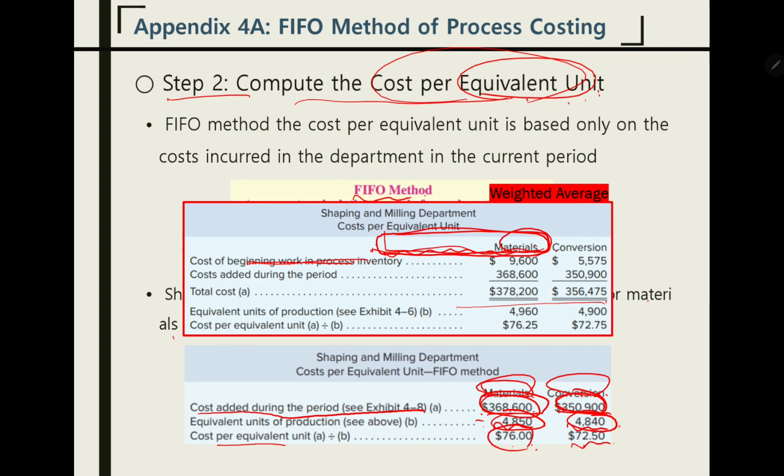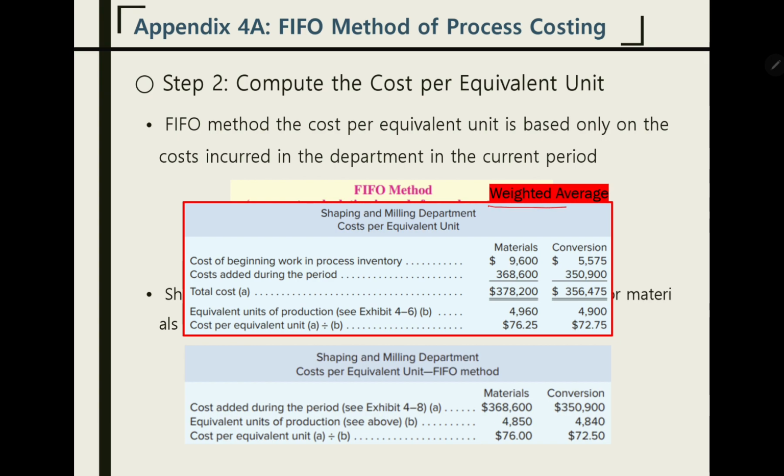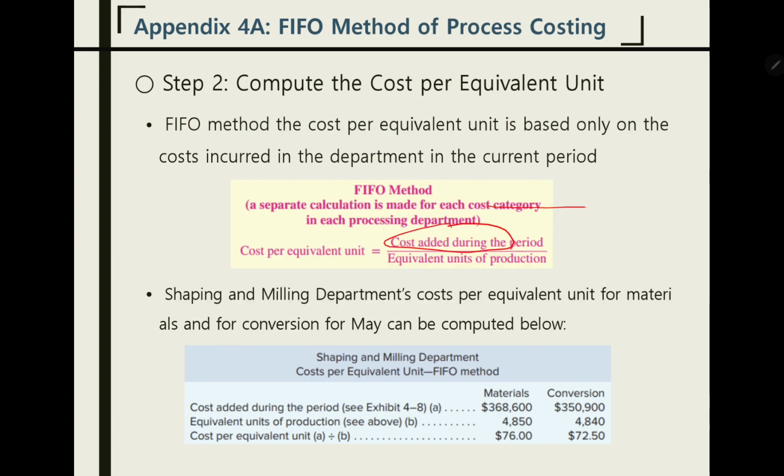Here, look at this one. In the weighted average method, when we are figuring out the numerator, this numerator, under the weighted average method, the numerator includes cost of beginning inventory as well as cost added during the period. Okay, so look at this.